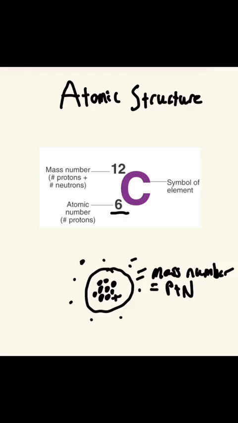The mass only comes from protons and neutrons, not electrons. And then that means that the symbol of carbon is just C. So that is how we represent carbon using the proper symbols, just like this.